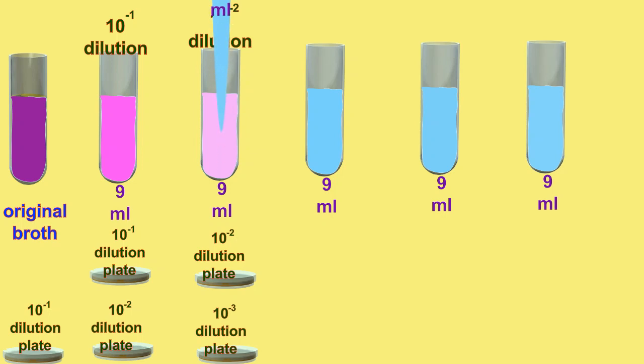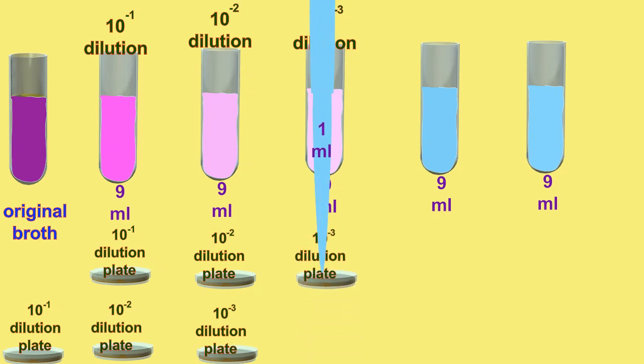If a milliliter of the 10 to the minus 2 dilution tube were then added to 9 milliliters of water, this would be a 10-fold dilution, which would then make a 10 to the minus 3 dilution tube. 1 milliliter from this put onto a plate would create a 10 to the minus 3 plate. 1/10 of a milliliter of this tube would create a 10 to the minus 4 dilution plate.